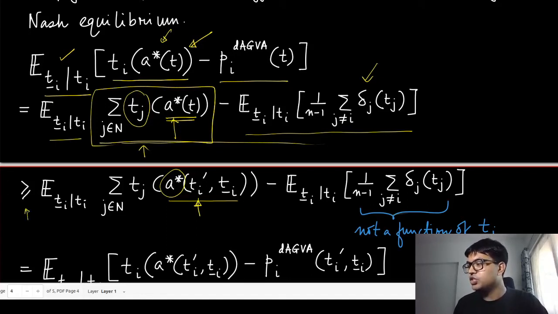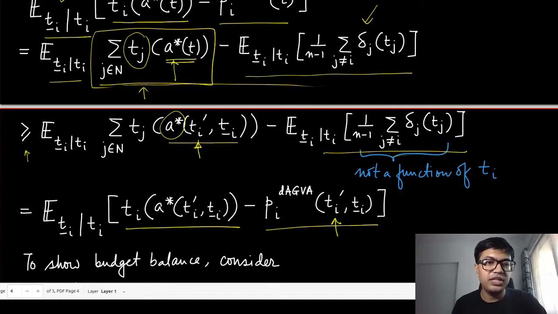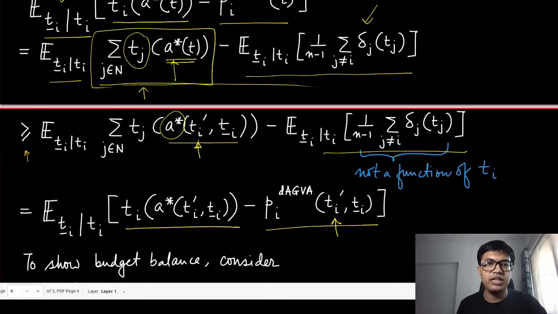Because this is not dependent on t_i, we can again refactor all these terms and go to an expression like this. Here we have this pi dAGVA when agent i is misreporting t_i prime, and this term is nothing but the valuation of that player when it is reporting t_i prime. So it shows that in expectation, in a Bayesian-Nash equilibrium, reporting its type truthfully is the best response.